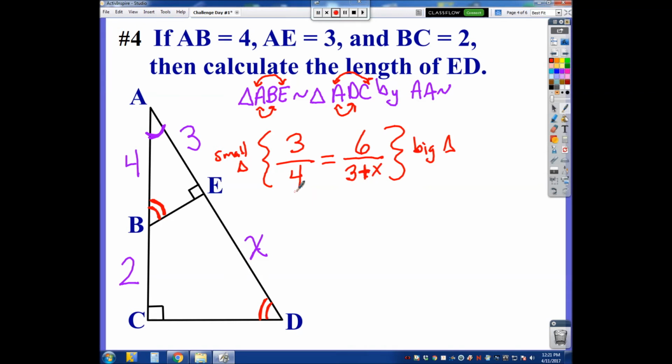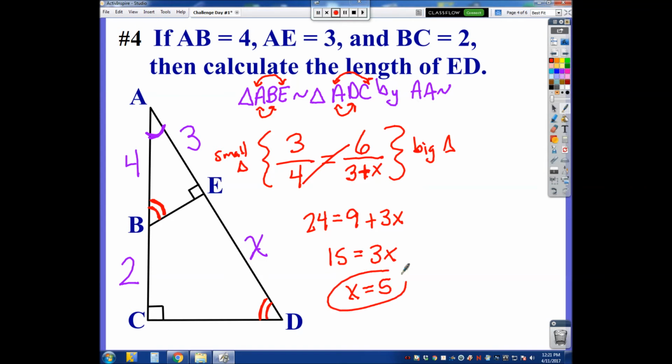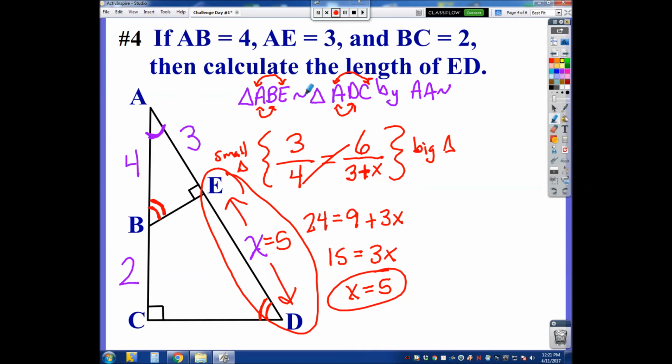And now I can cross multiply. The 4 times 6 is 24. Distribute the 3 to the 3 plus x, and we'll get 9 plus 3x. Subtract the 9 over and get 15 equals 3x. And divide the 3 over, and we get that x is 5. Since x is 5, and that is the length of the piece that I was looking for, ED, that is my final answer. So again, realize what I did first was I established that those triangles were similar before I went to set up any proportions.